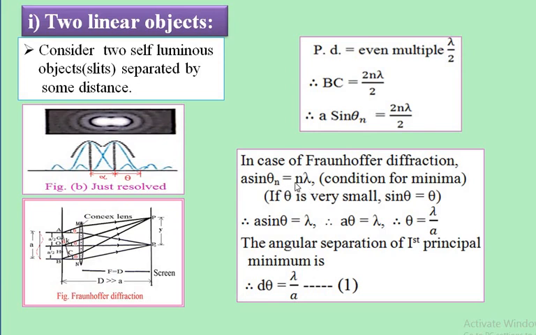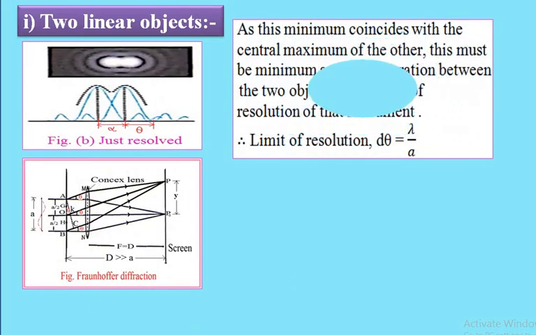If we put n equal to 1, we get the equation a sin theta equal to lambda. And as theta is very small, sin theta is equal to theta. Therefore, putting the value of sin theta as theta, we get a theta equal to lambda. From this relation, we can obtain the value of theta, which is equal to lambda divided by small a. The angular separation of the first principal minimum is d theta equal to lambda divided by small a. Suppose this is equation number 1.